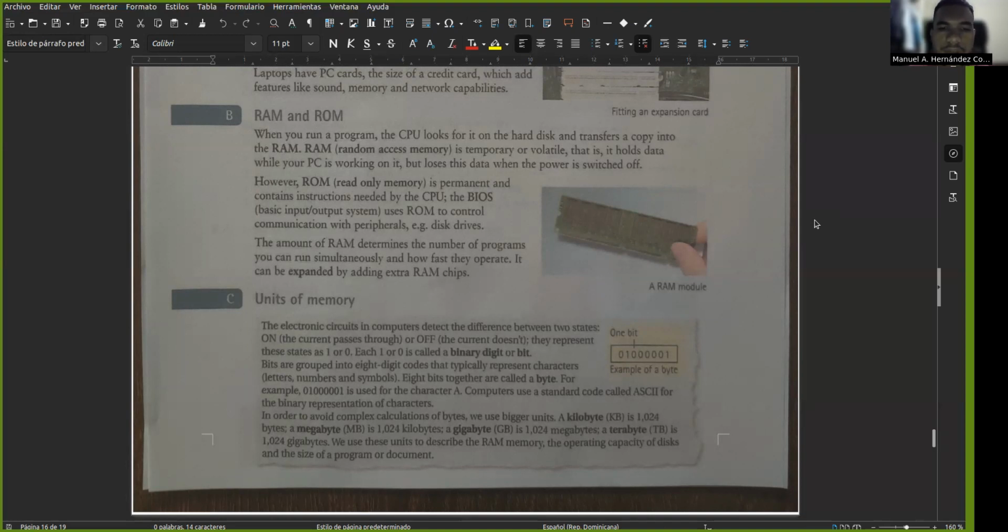In order to avoid complex calculation of bytes, we use bigger units. A kilobyte is 1024 bytes. A megabyte is 1024 kilobytes. A gigabyte is 1024 megabytes. A terabyte is 1024 gigabytes. We use these units to describe the RAM memory, the operating capacity of disks, and the size of a program or document.